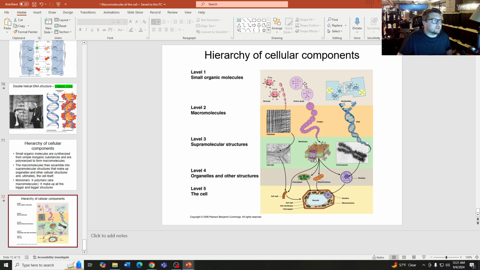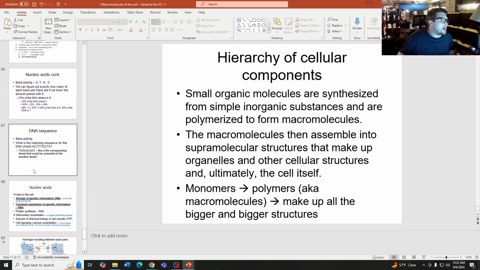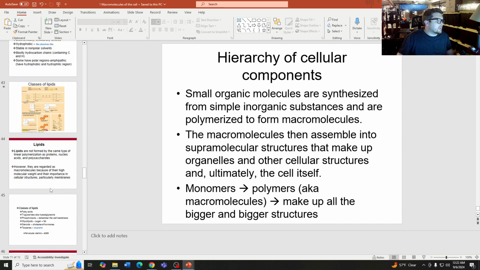Just like we see here, we have these small organic molecules, make macromolecules, make supramolecular structures, build up organelles, and then finally the cell. And you could put, at level 6, whatever structure those specific types of cells make, whether that be an organ or whatever. Then take it up another level, you have an organ system, and another level you have the whole human being. So that right there is the end of our macromolecules lecture material.